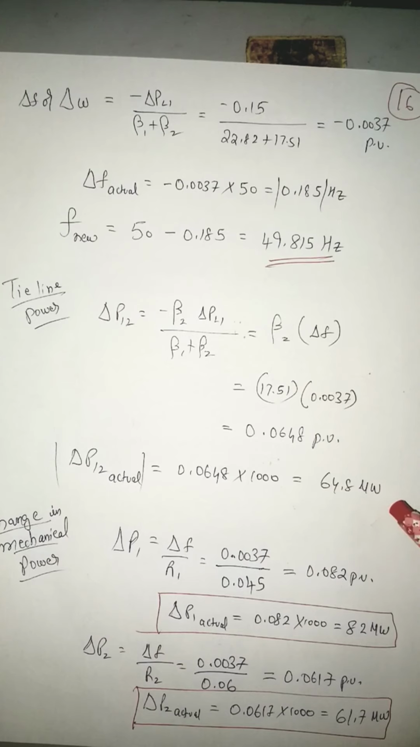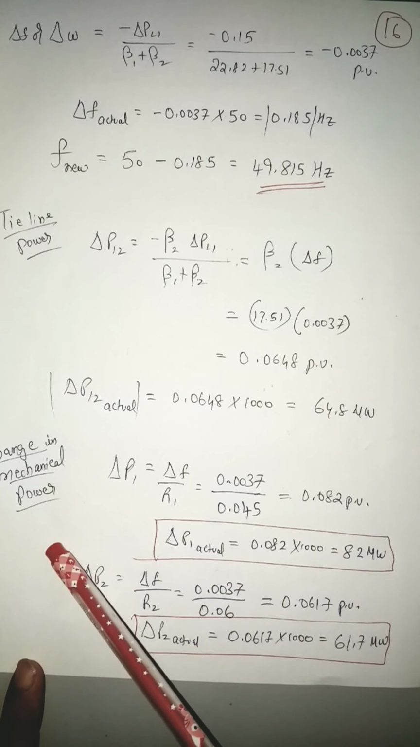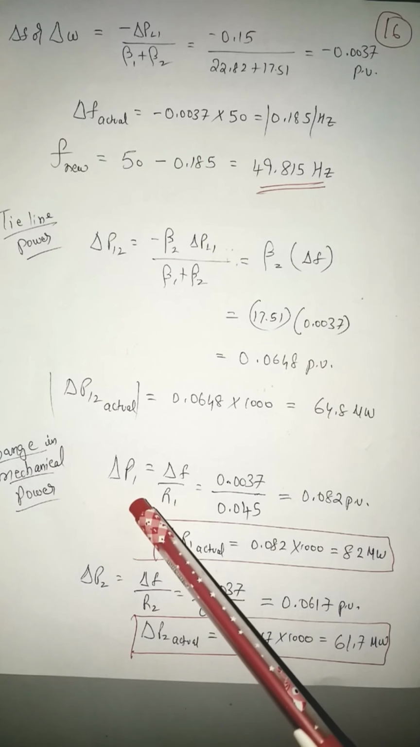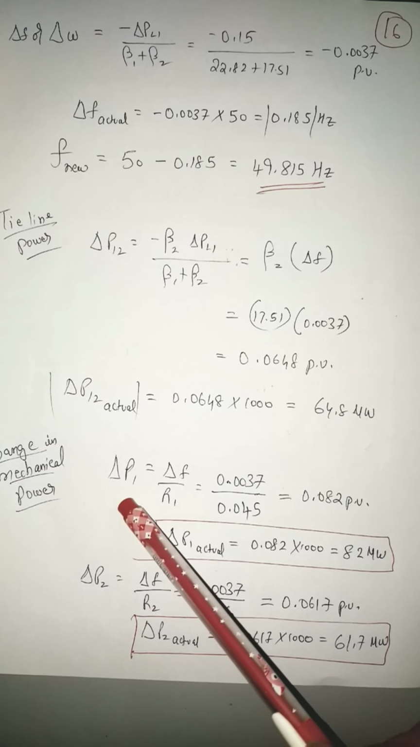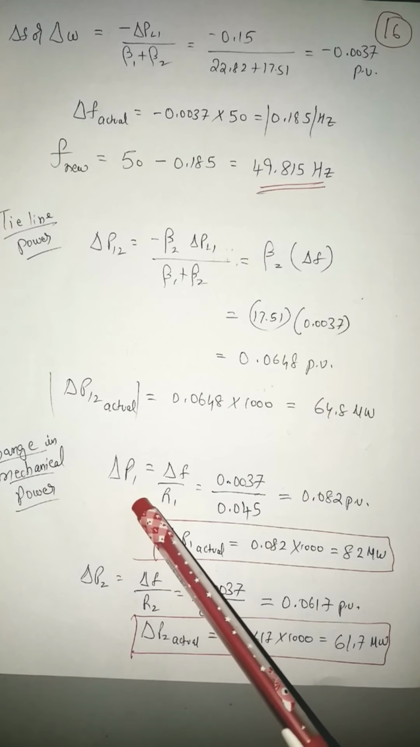So whenever there is a disturbance in the system, that is increase in the load demand by 150 megawatt in area 1, 64.8 megawatt is transferred from area 2 to area 1. Next, we'll have to calculate change in mechanical power in both the machines. In the first machine, which is in area 1, we already know the formula for regulation. We are using the same here.